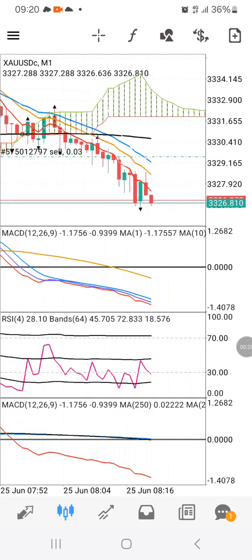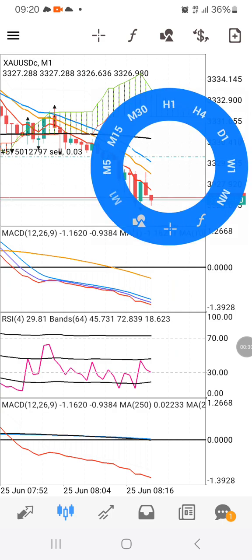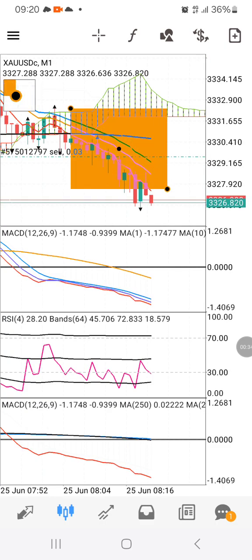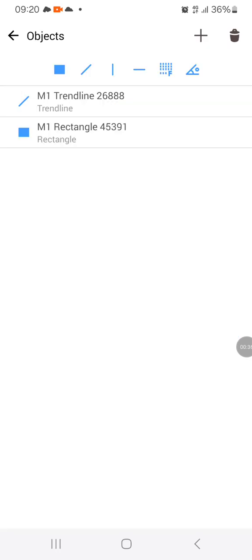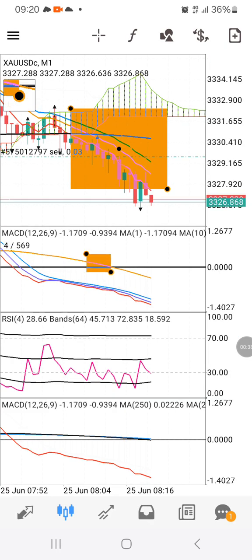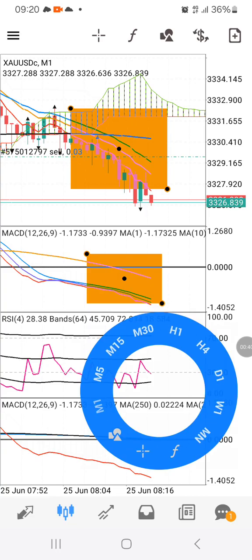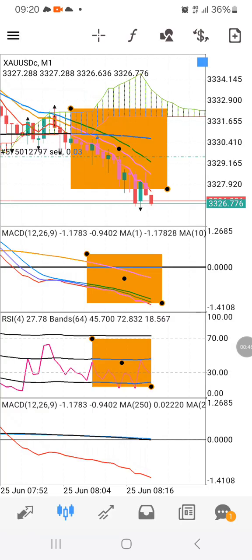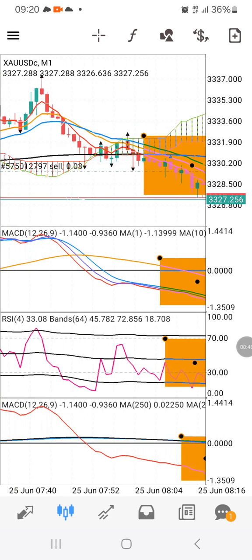So I have 4 windows. I have the main window. This is my main window. This is indicator window 1. This is indicator window 2. And this is indicator window 3. Now this is the 1 minute time frame.